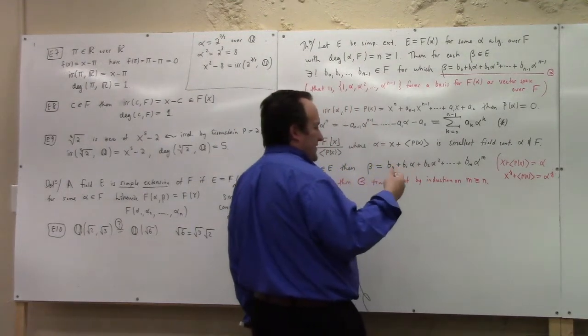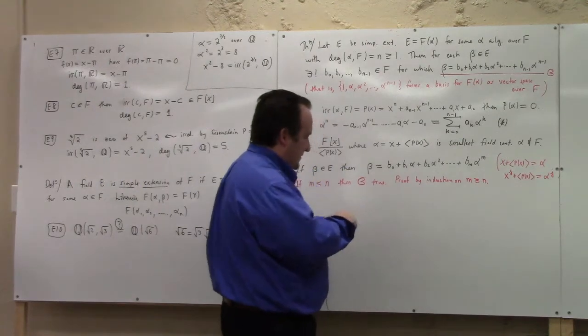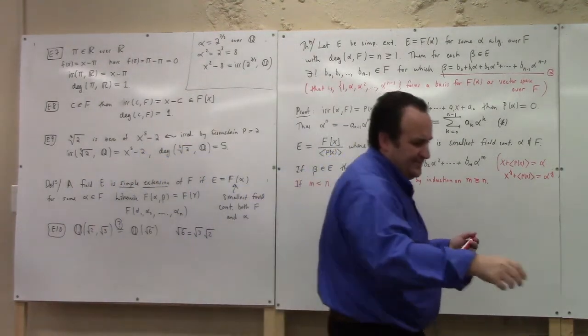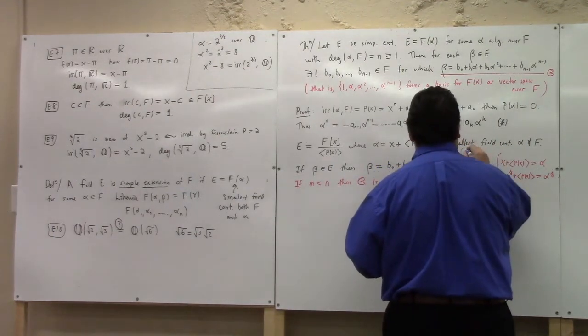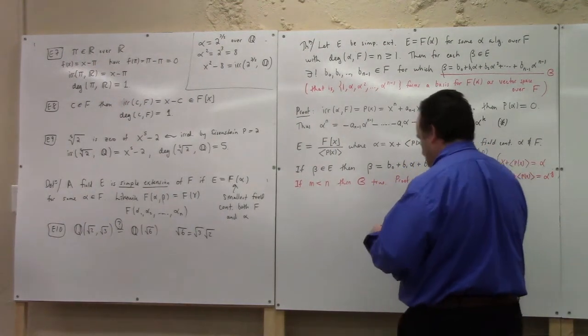I'm assuming b_m is not equal to 0, by the way, because I want that to be like here. I should have said that. My bad. Without loss of generality, there has to be some highest power non-zero, right? So I'm assuming that.